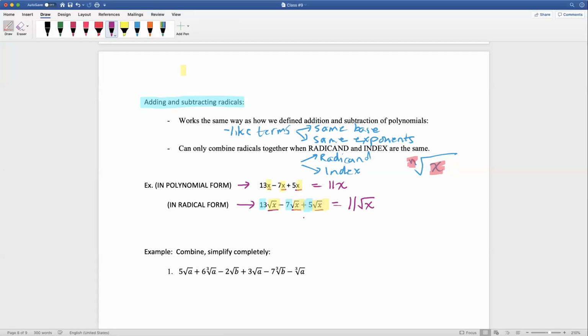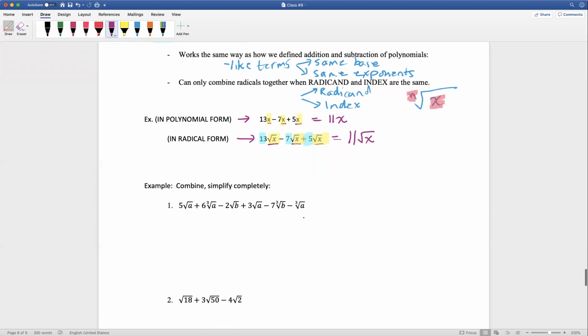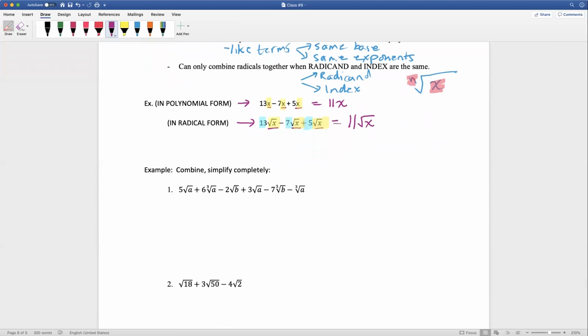Let's take a look at question number 1. Okay, question number 1 says, combine and simplify completely. Well, before we do that, what I want to make sure that you can do is just understand which one of these guys are considered to be like terms. Let's highlight the like terms. So let's take a look at the square root of a. What can we combine with this guy? Well, we can combine other square roots of a's. Do we see any other square roots of a's?